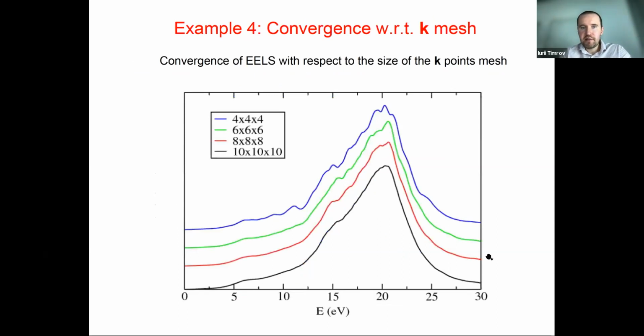Okay, and the last point, convergence with respect to the K-point mesh. You can do it either with Lanczos or Sternheimer, of course. Better to go for Lanczos because it's way more efficient. And you see that if you use K-mesh 4x4x4, the spectrum is not smooth, not converged. But with the K-mesh 10 by 10 by 10, it's already smooth and converged. That's why we used 10 by 10 by 10.